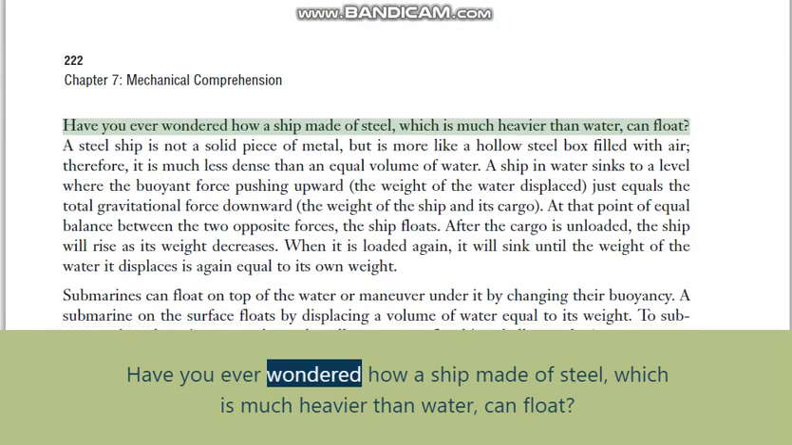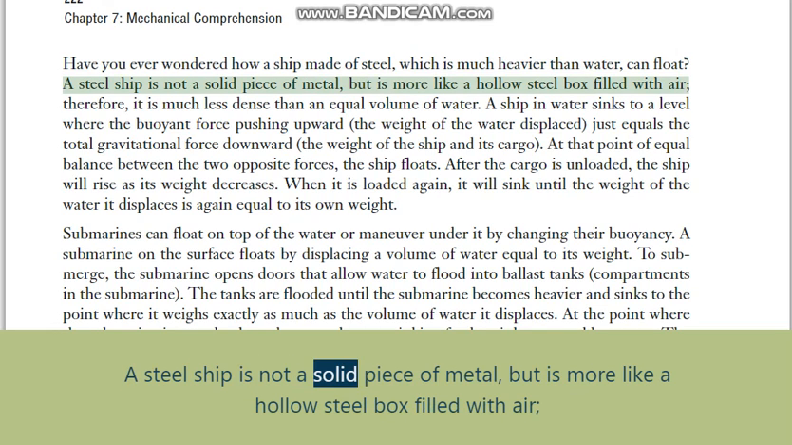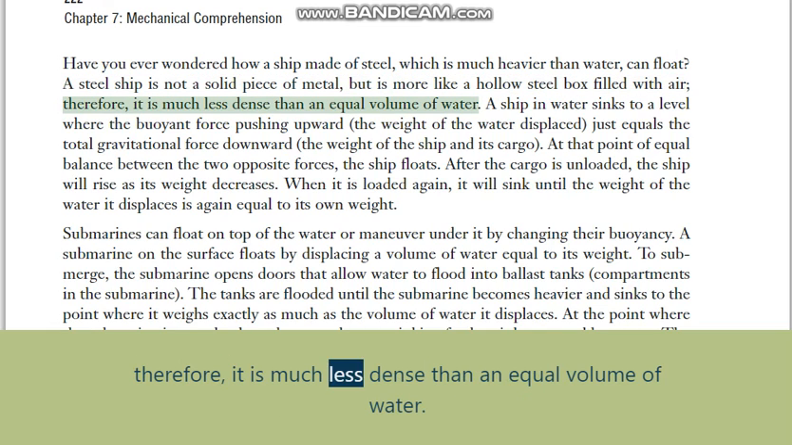Have you ever wondered how a ship made of steel, which is much heavier than water, can float? A steel ship is not a solid piece of metal, but is more like a hollow steel box filled with air. Therefore, it is much less dense than an equal volume of water.